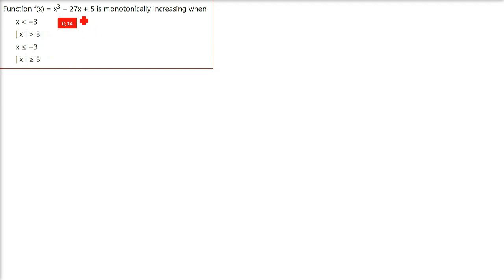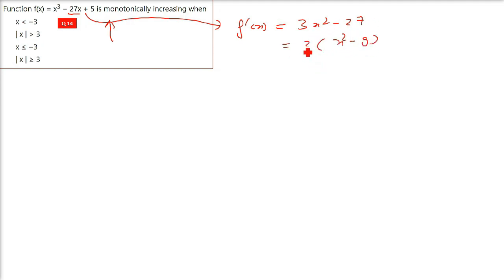Function f(x) equals x cube minus 27x plus 5 is monotonically increasing when? So the question is saying that it is monotonically increasing. The concept here is, we'll differentiate first. That is the first thing we do. f dash x is 3x square minus 27. So 3 you can take outside. It will be x square minus 9. And x square minus 9 is simply x square minus 3 square, that is x minus 3 into x plus 3. a square minus b square is (a minus b) into (a plus b). This is your f dash x.